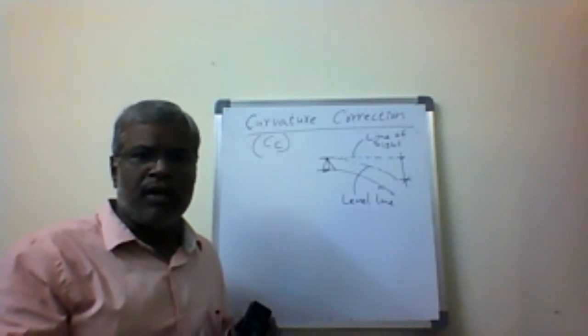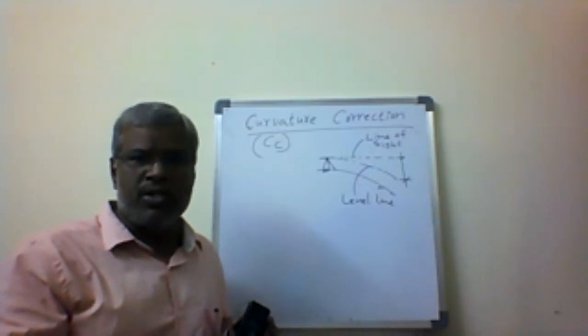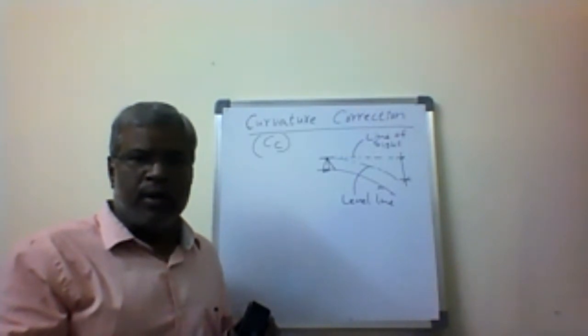What is the curvature effect? Your line of sight and level line are separate; they are not parallel to each other. The level line will be at some elevation and the line of sight at another. Actually, the line of sight, or line of collimation, and the level line should be parallel to each other and coincide. Then the vertical distance we measure after leveling the instrument will be correct.